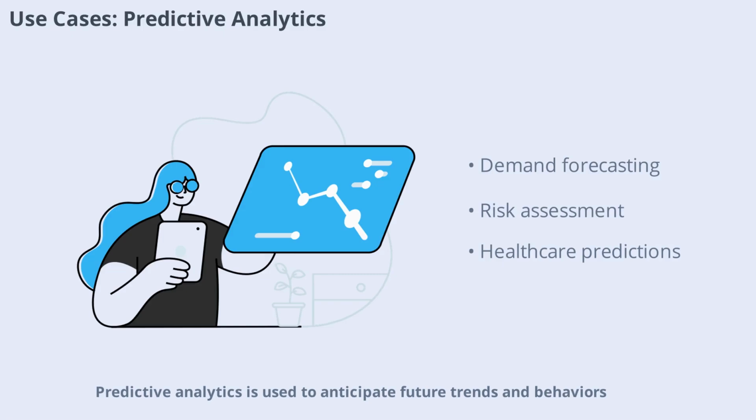Predictive analytics is used to anticipate future trends and behaviors. Retailers use it to forecast demand and optimize inventory. Financial institutions use predictive models to assess credit risk and prevent fraud. In healthcare, predictive analytics can help identify patients at risk for certain conditions. By looking ahead, organizations can make smarter, data-driven decisions that improve outcomes and efficiency.